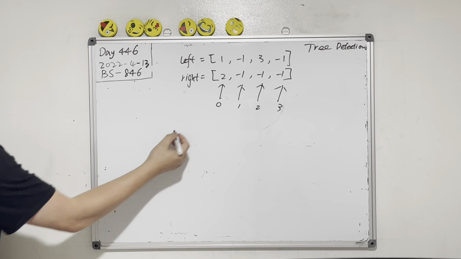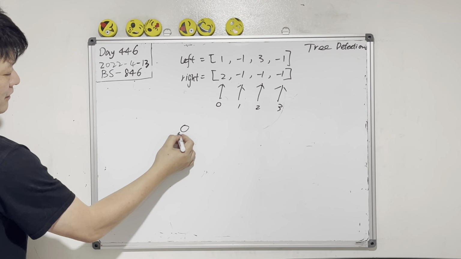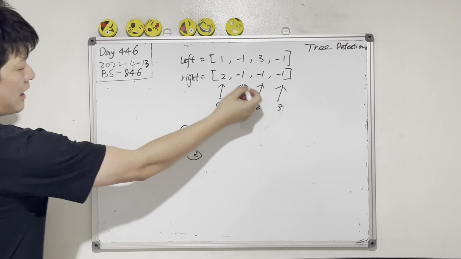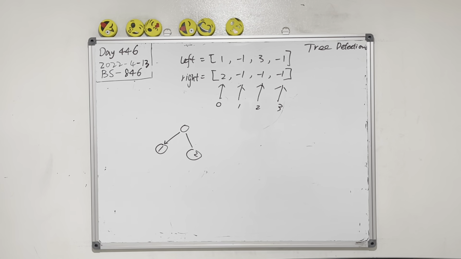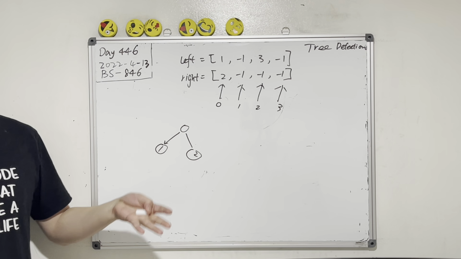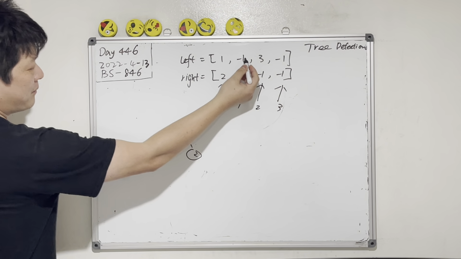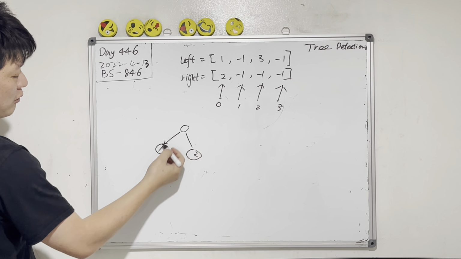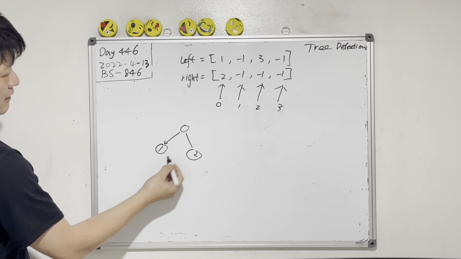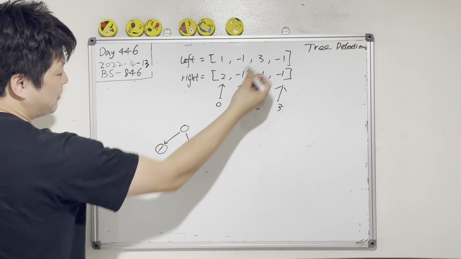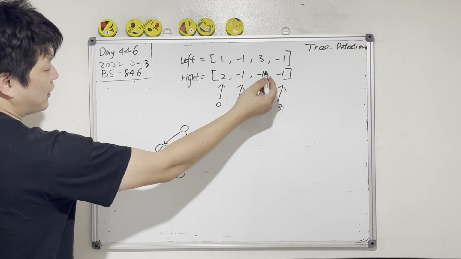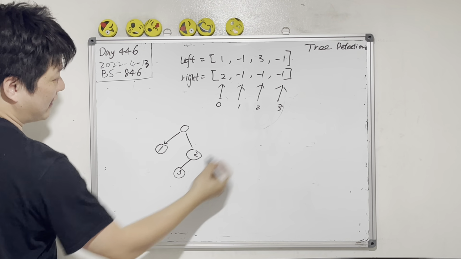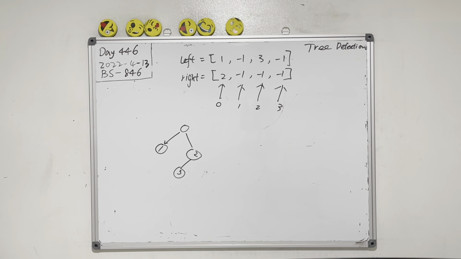So look, the left of 0 is 1. The right of 0 is 2. The left of 1 is minus 1, which means it doesn't have the kid. The kid is null. So we skip, 1 doesn't have the left tree. The right of 1 is none. The left of 2 is 3. The right of 2 is nothing. And then the left of 3 is nothing. The right of 3 is nothing. So it's at least a tree.